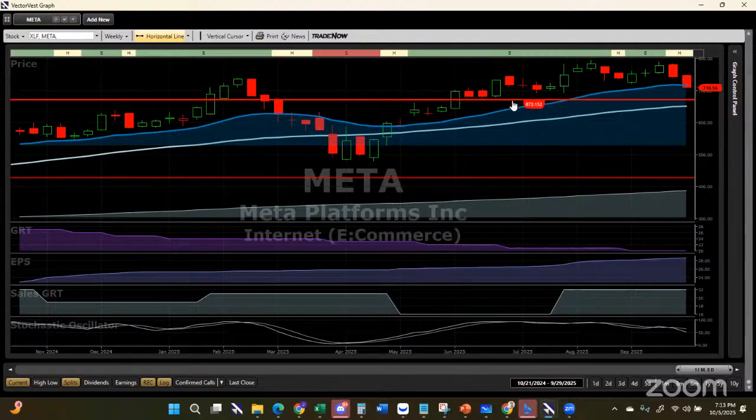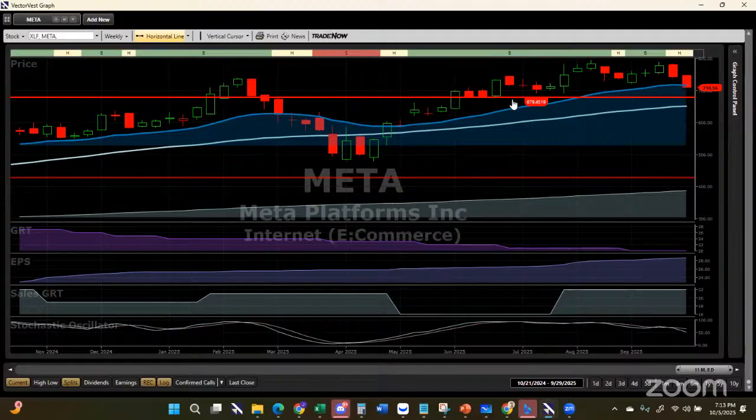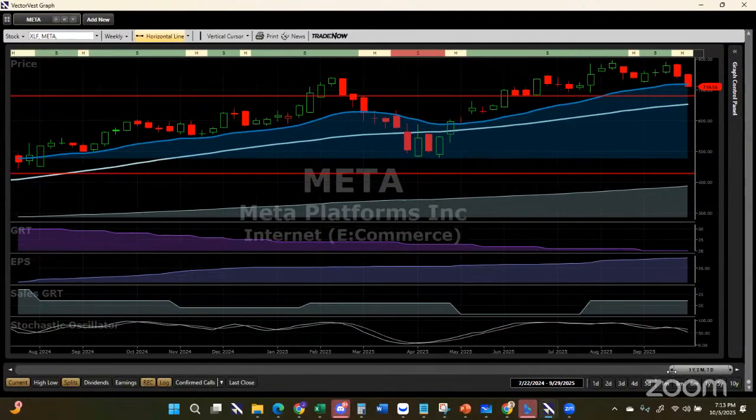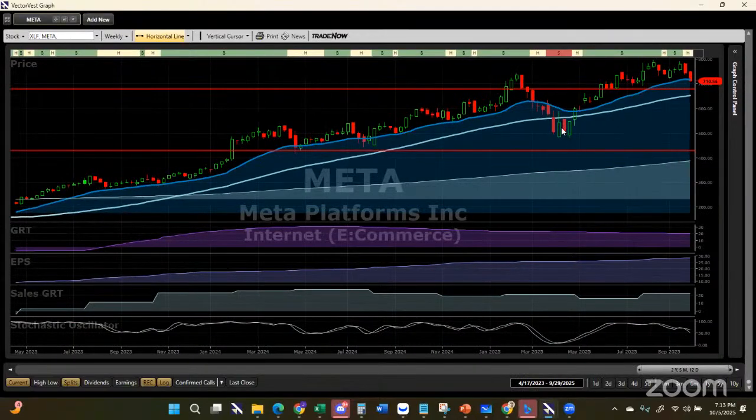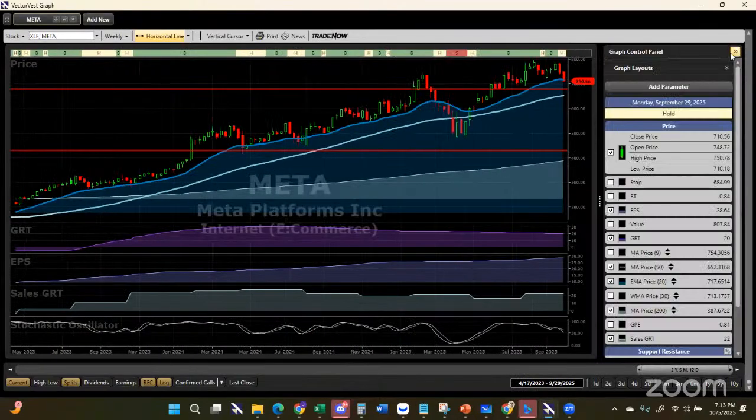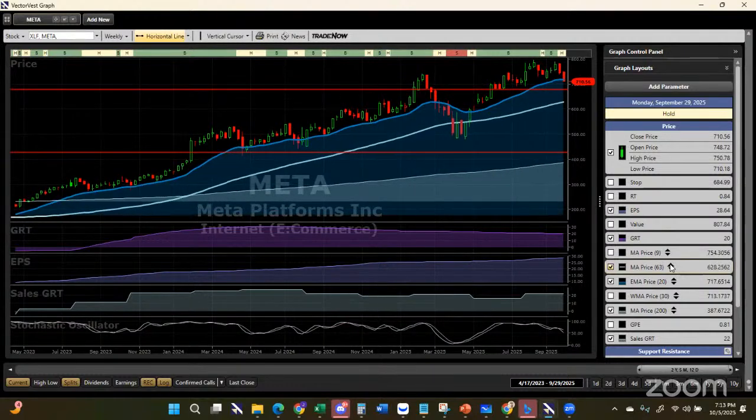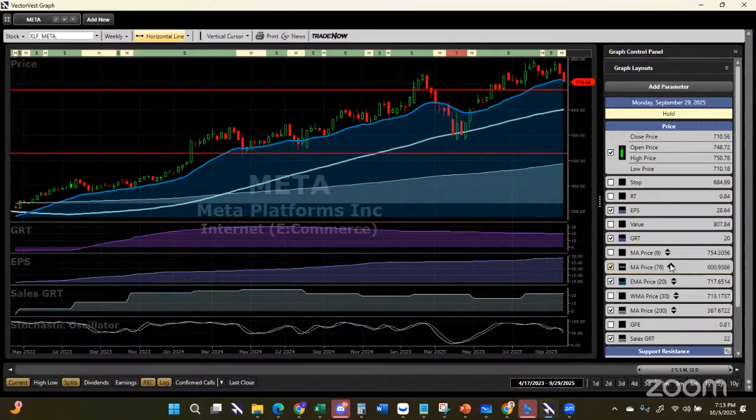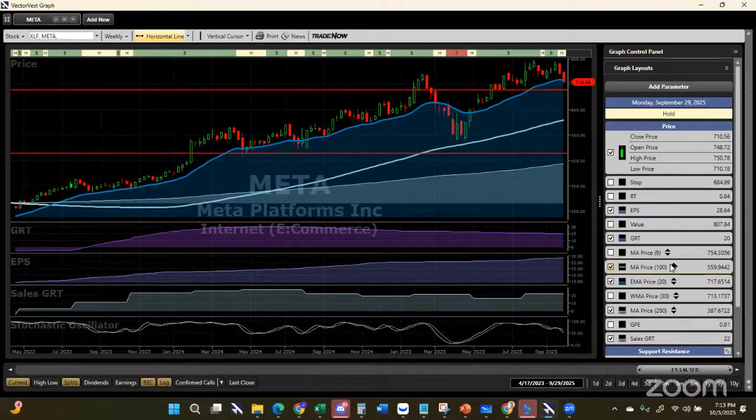Where is the support here? Yeah, this is the support here, 679, pretty close to that. In the past, this is the 50. Let me add more of this stuff. Yeah, it has support around 700 or so. Okay, so it has moved pretty close to the 100 moving average.